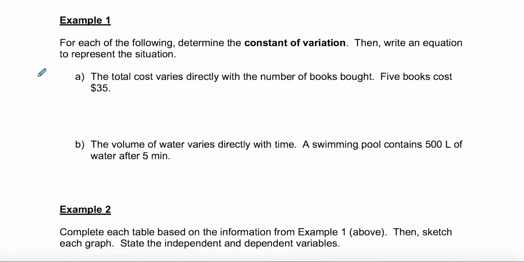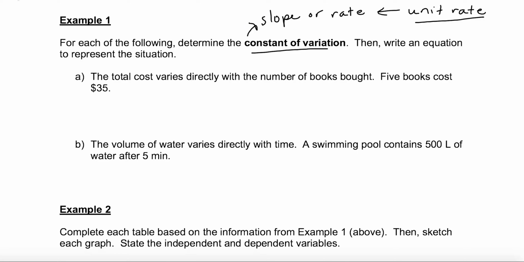So, for example, for each of the following, determine the constant of variation. That is the same thing as the slope or the rate. One thing we talked about when we talked about ratios, we studied the unit rate, back in a review that we did at the beginning of the course. You might have studied that in grade 7 or 8. That's how much is it for one? How far do you go in 1 second? How much is it for one book? So the unit rate is always per one. So that's what this constant of variation is.